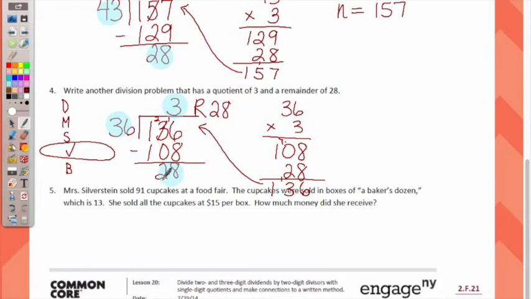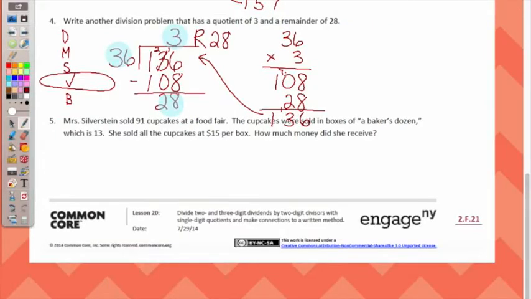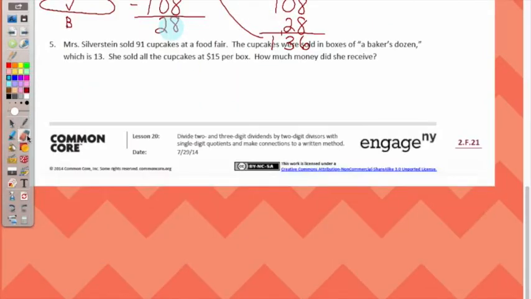Okay, let's do the last problem. And then you'll have plenty of time. Exit ticket.